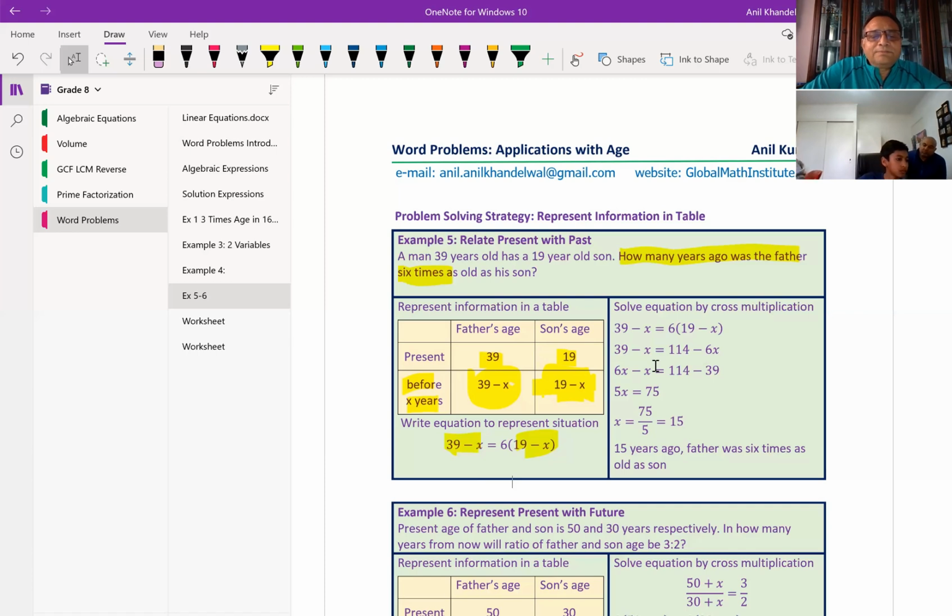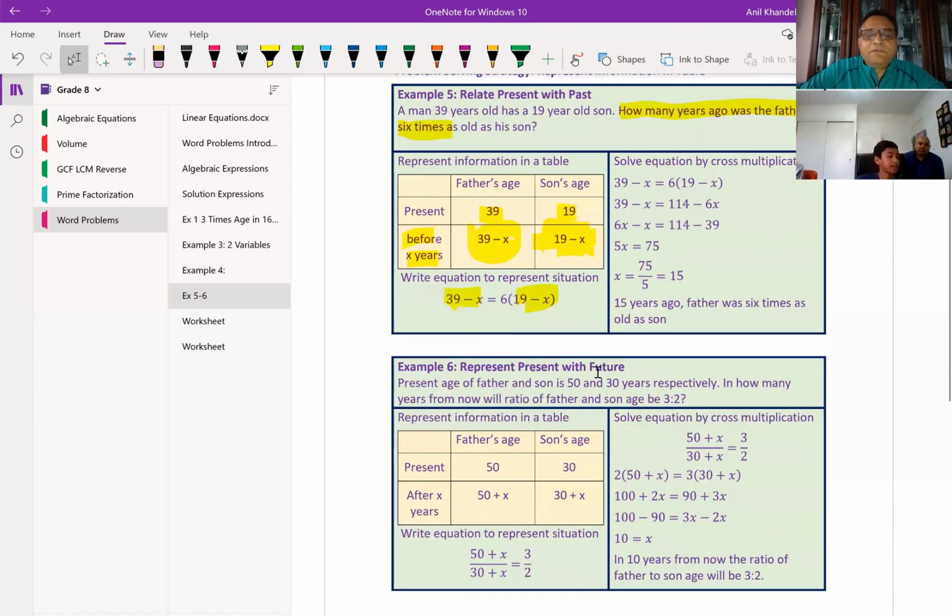So, did you get it? Yeah, I've made the table. So, what is the second row? First row is present age. What is the second row? Age in X years. Yes. So 50 plus X and 30 plus X. Perfect. What is the equation?